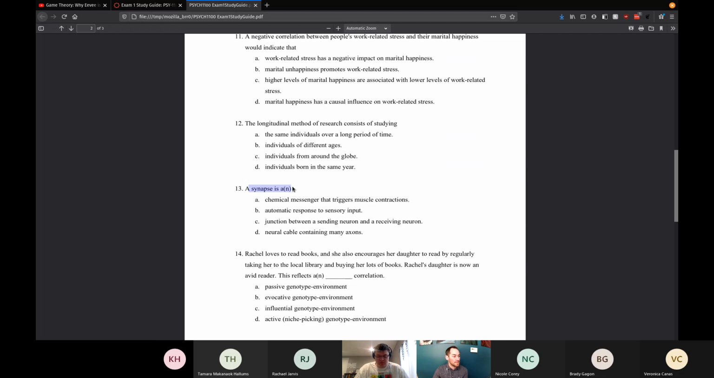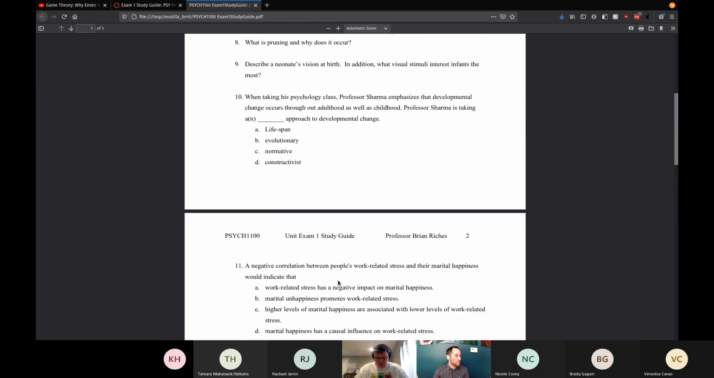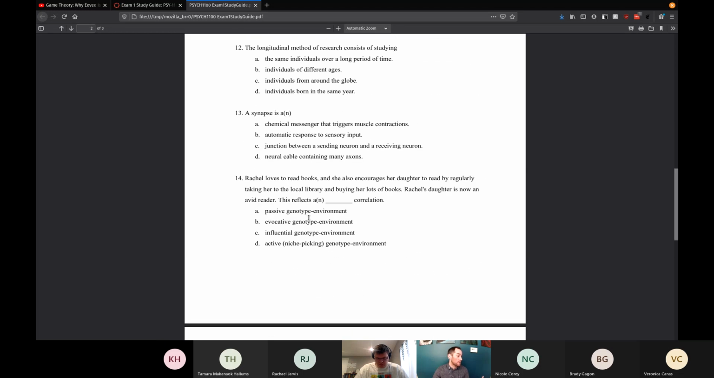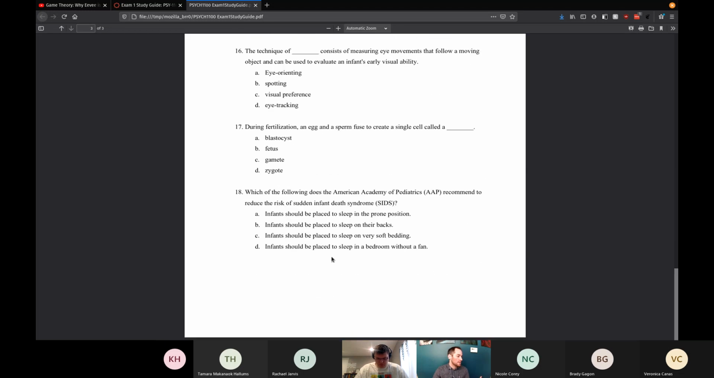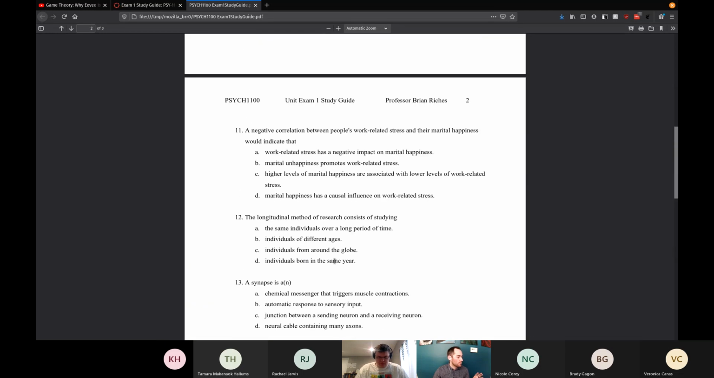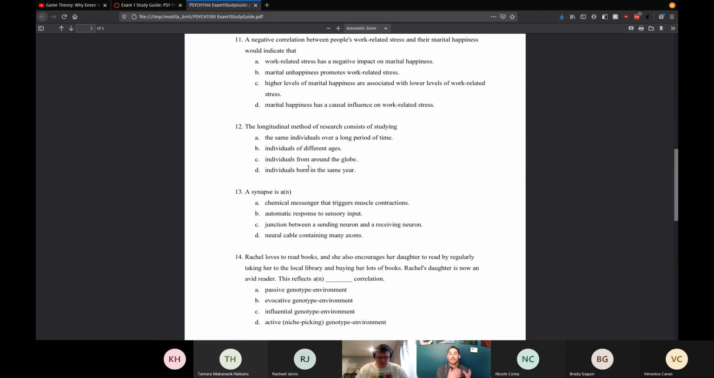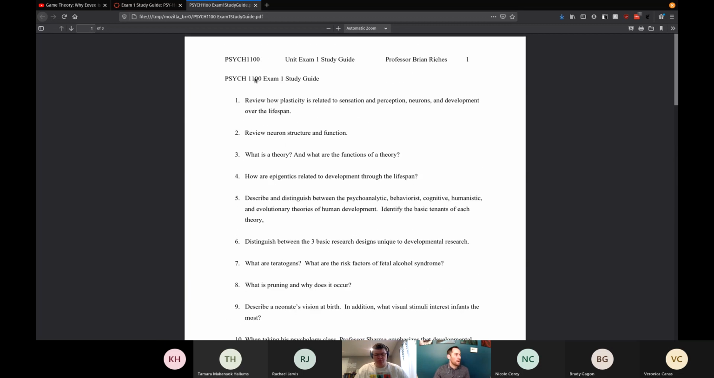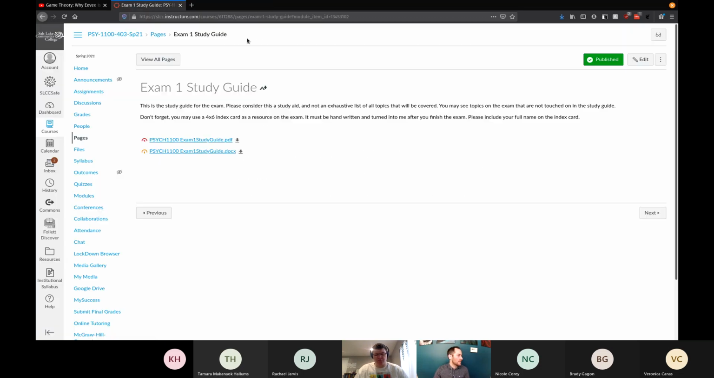So a synapse is a blank. So reading through those, so from 10 to 14 or 10 to 18. Wow, this is a really long study guide. So all of those questions are essentially exactly what you'll see on the exam. The same kind of format, same kind of questions. I generally try to put a couple of the more difficult questions in the study guide so that you're prepared and see it before you see it on an exam.